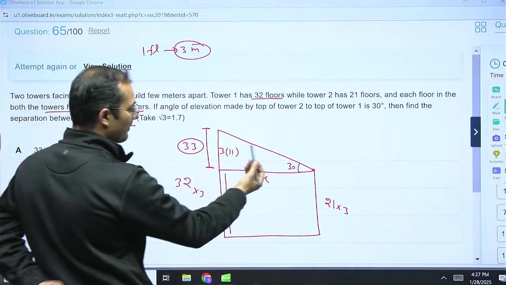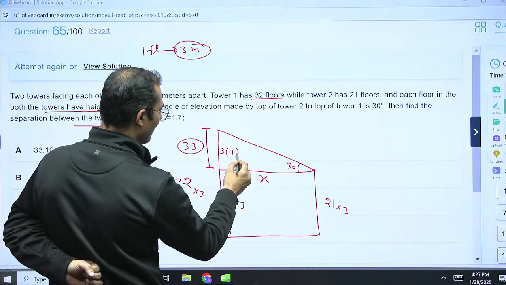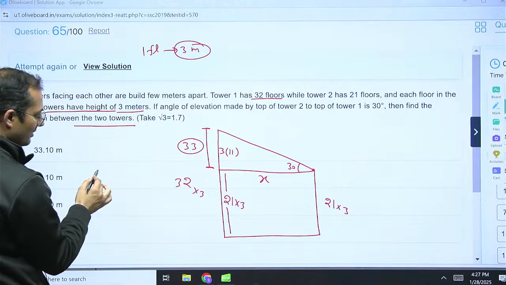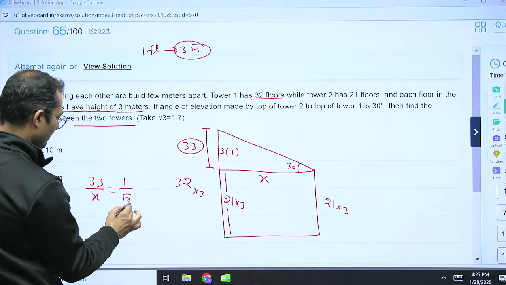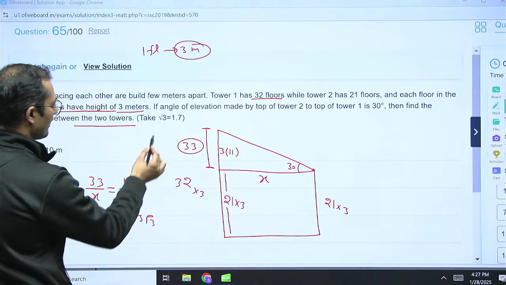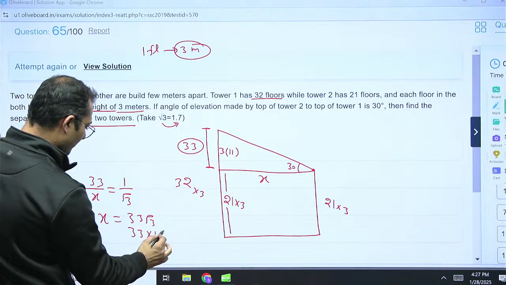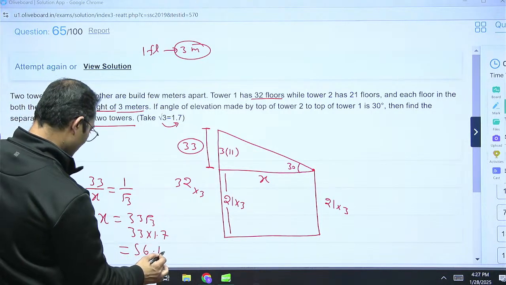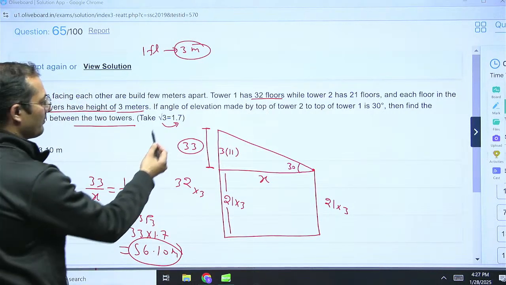So here we can apply the tan 30, right? So simply we can say that tan 30 is what? 1 is to root 3. So simple we can say that 33 upon x is equal to 1 upon root 3. So x is equal to what? 33 root 3. So the value of root 3 is 1.7. So 33 into 1.7. So simply we will get what? 56.10 meter, right?